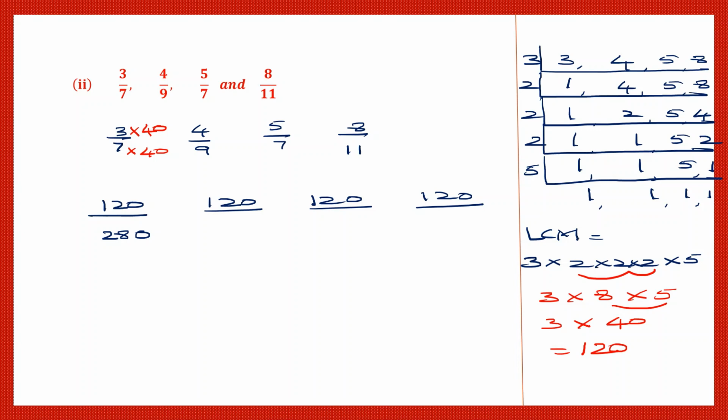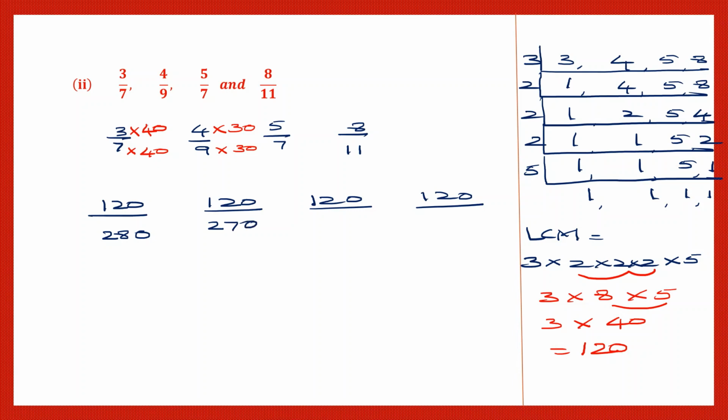Now go to the next fraction. The numerator is 4. 4 into what will give us 120? 4 threes are 12. So 4 into 30 is 120. Multiply this also by 30. Now 9 threes we know is 27. So 9 into 30 will be 270.